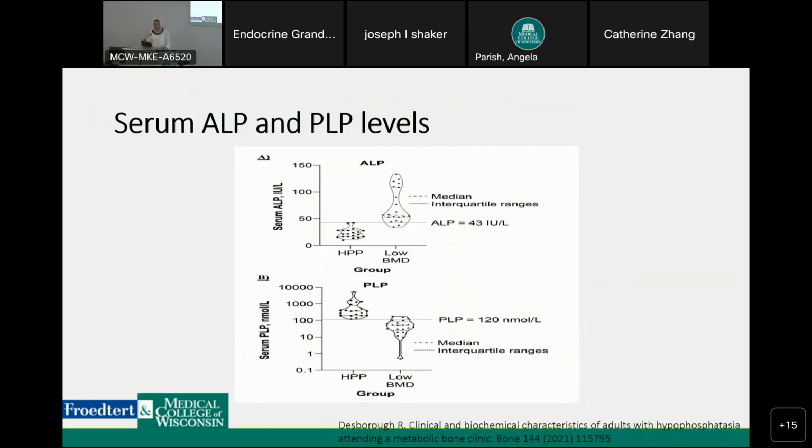And in the same group, they noted that the median alkaline phosphatase was 43, so it's towards the lower level of normal. That might not be flagged, but it's borderline, towards the end of the normal range. And then the PLP was actually elevated in these patients in the HPP group.